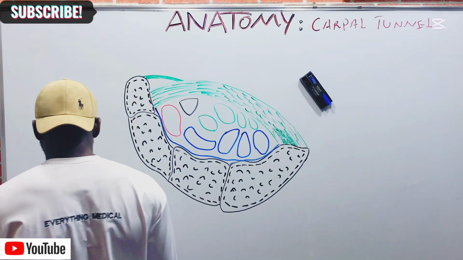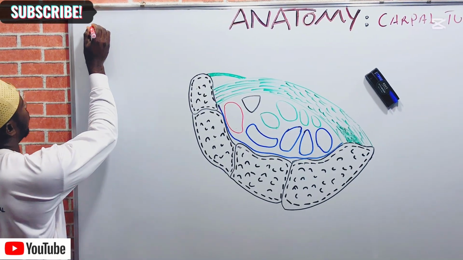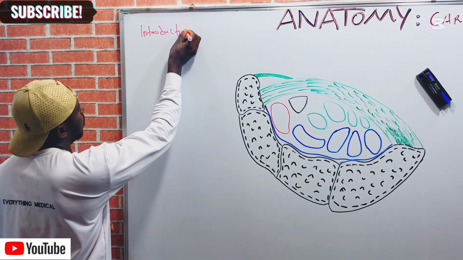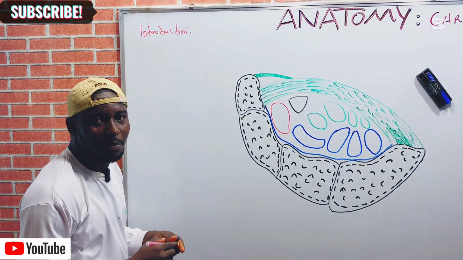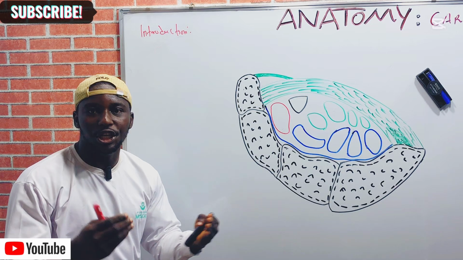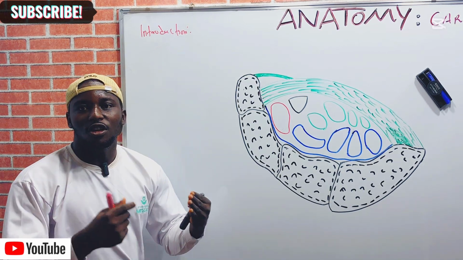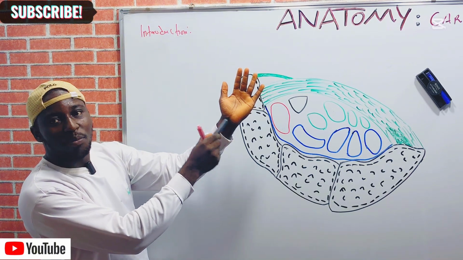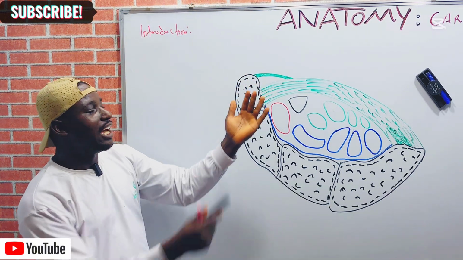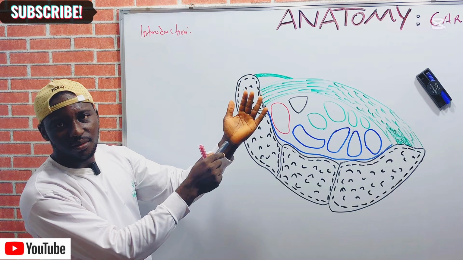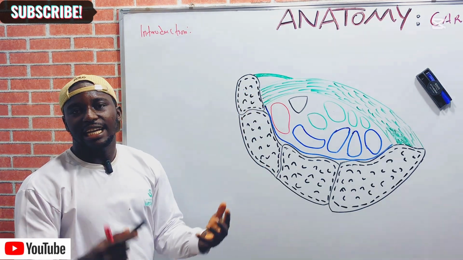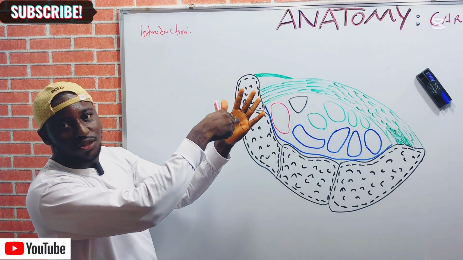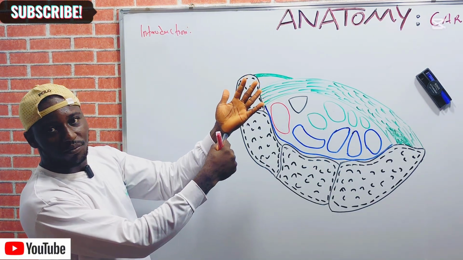The first thing is the introduction. What is carpal tunnel? Carpal tunnel is a narrow passageway that is located at the anterior aspect of the wrist. It serves as an entrance to the palm because it is located here, anterior wrist.